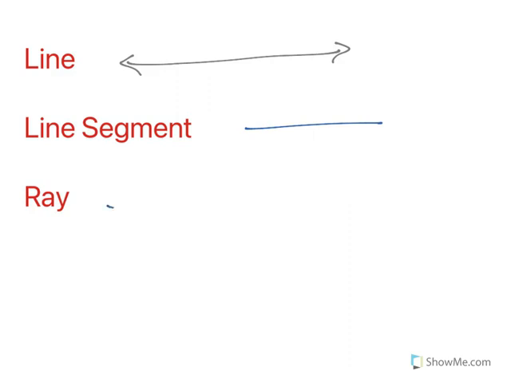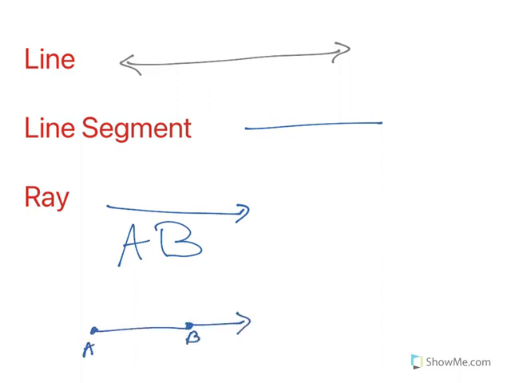And then a ray goes just one direction, and it's important. So if I would say ray AB, that means it starts at A and goes through B, and the arrow goes that direction. Whereas if I would say ray BA, then it starts at B and goes through A. So it matters which order when we're talking about the rays.